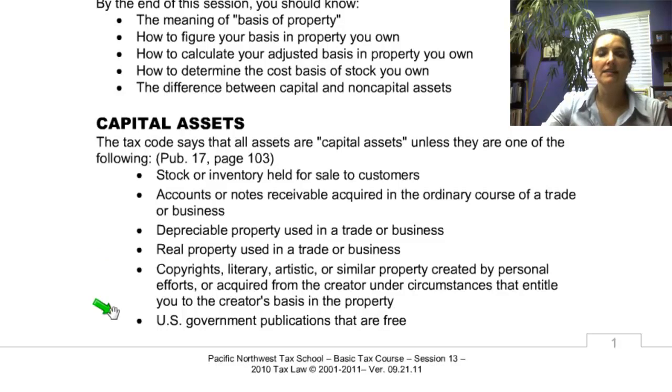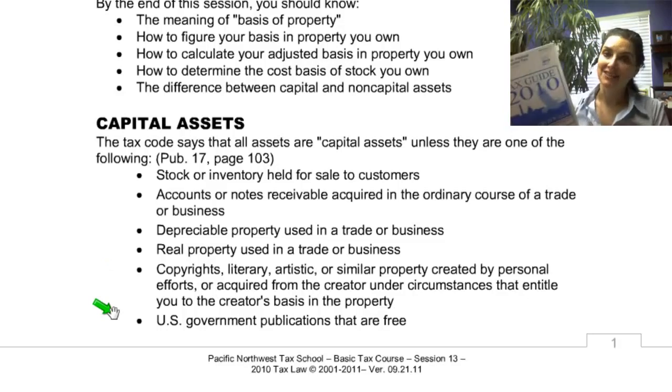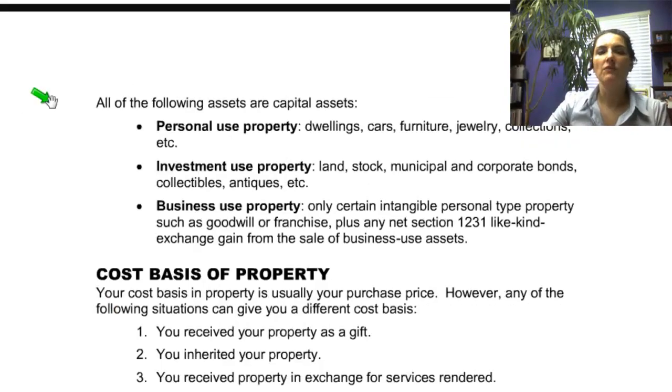Also, what is not a capital asset is the U.S. government publications that are, well, free. So Pub 17, it's not a capital asset because it's a U.S. government publication and it was free. Now, all of the following assets are examples of capital assets. Personal use property, including dwellings, cars, furniture, jewelry collections, etc. Investment use property, including land, stock, municipal and corporate bonds, collectibles, antiques, etc. And business use property, but only certain intangible personal type property such as goodwill or franchise, plus any net Section 1231 like-kind exchange gain from the sale of business use assets.